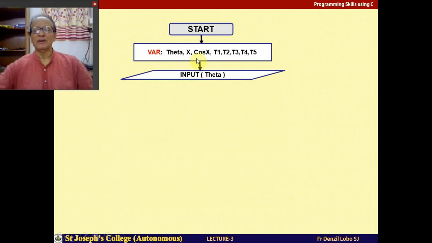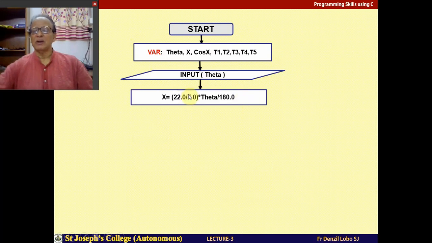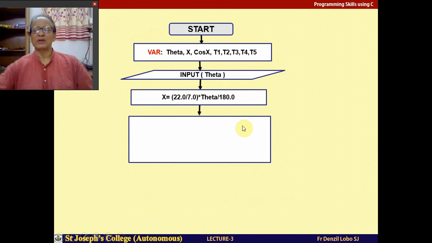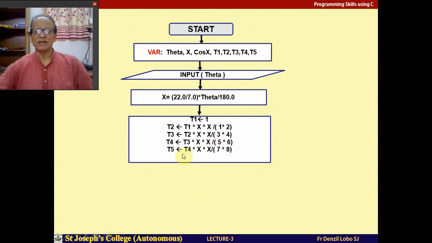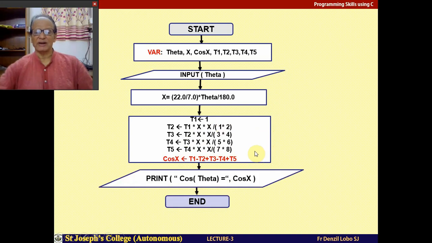As done earlier, we have these variables. You input theta, you convert that theta into radians, and here you assign 1 to T1. Then T2 is equal to T1 into x squared divided by 1 into 2. T3 is equal to T2 into x squared divided by 3 into 4. T4 is equal to T3 into x squared divided by 5 into 6. T5 is equal to T4, etc. And with that, I have got the value of cos x is equal to T1 minus T2 plus T3 minus T4 plus T5. So I have calculated. Now I display cos x, cos of theta is equal to cos x, and this is a complete flowchart for the same problem, cosine.